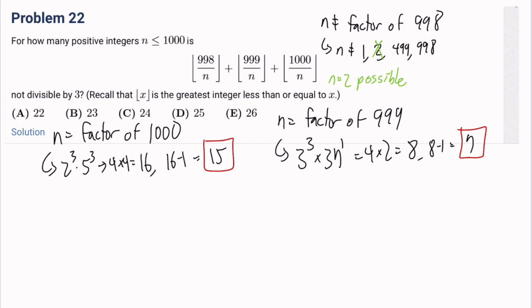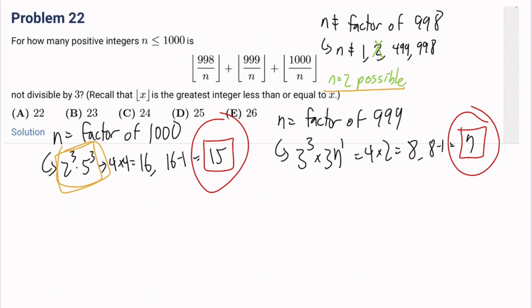So we have 7 numbers and 15 numbers, and we did also say that n equals 2 is possible, but n equals 2 is within the factors of 1000, so that is just already counted. So we have 15 plus 7, and that is 22, so the answer is A.